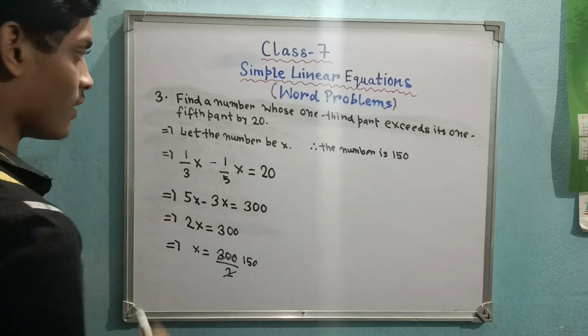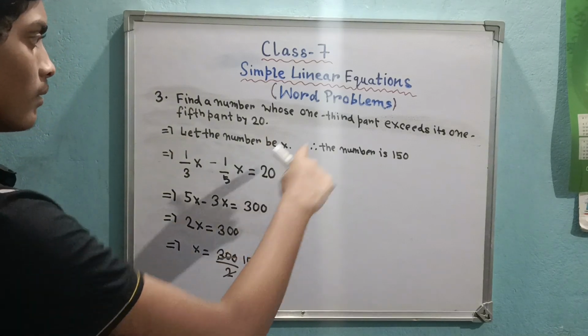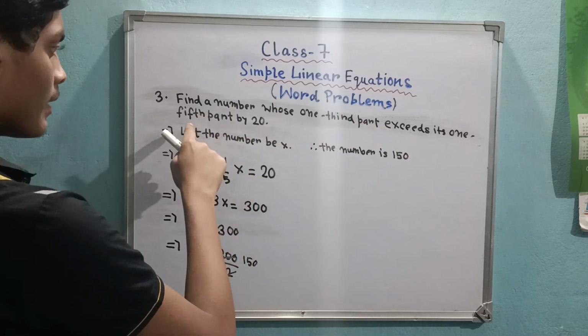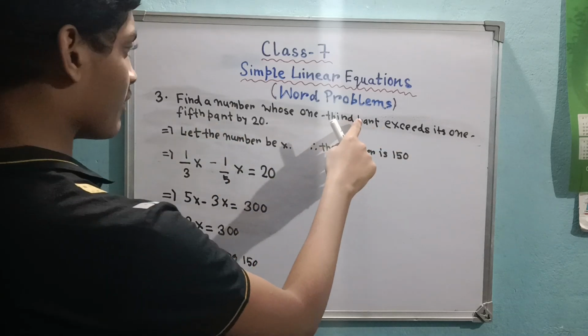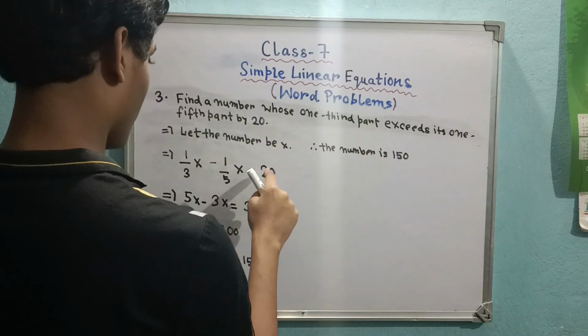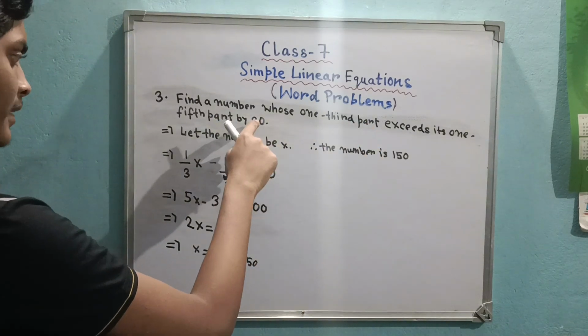Understand? First take the value as x, the one we have to find. One by three of the number is 1/3 x. One by fifth of the number is 1/5 x. This is larger than this, so this will get subtracted from this. An easy equation gets formed. This will be equal to 20.